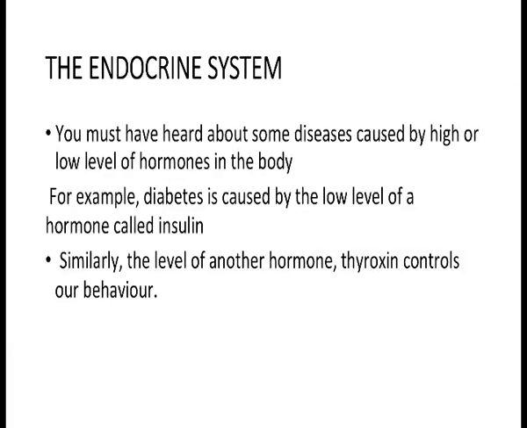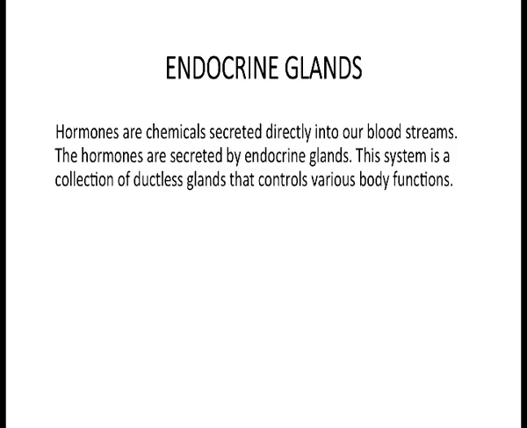You must have heard about some diseases that are caused by high or low levels of hormones in the body. For example, diabetes is caused by low level of a hormone which is called insulin. Similarly, the level of another hormone, that is thyroxine, controls our behavior. Hormones are chemicals secreted directly into our bloodstreams. The hormones are secreted by endocrine glands.